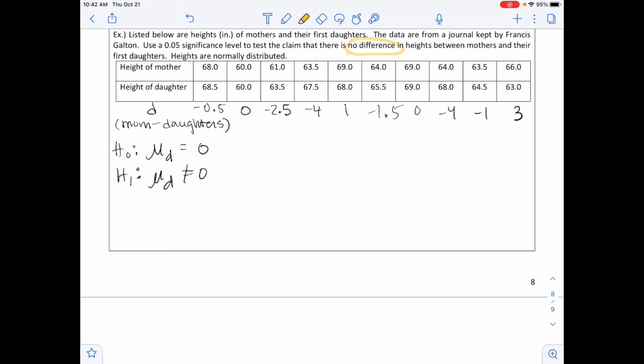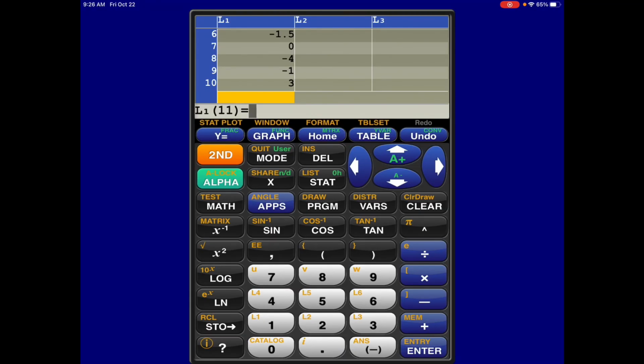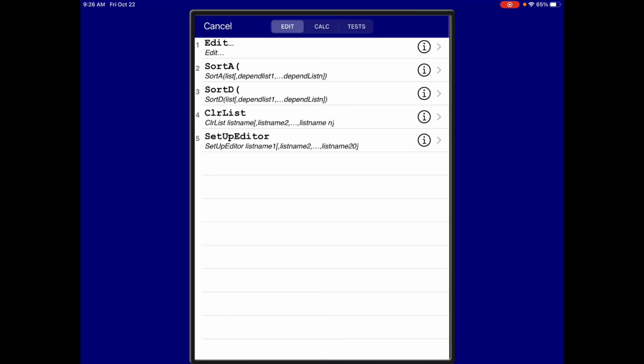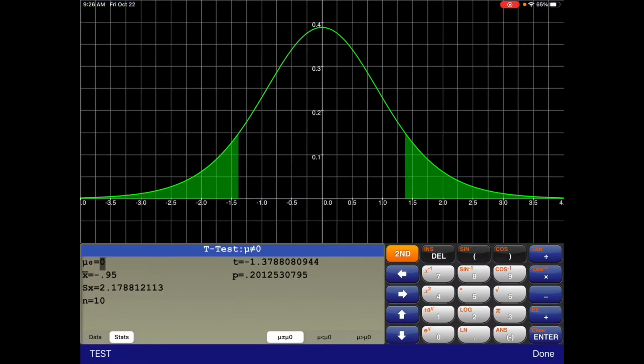And so again, we need to use t-test, but in order to do that, we need to put all of our values into L1. On your graphing calculator, you need to go to Stat, to edit and enter in all the differences into L1. Make sure that you double check your numbers. Next, you're going to go to Stat, go right to Test, and then find T-Test on your graphing calculator.